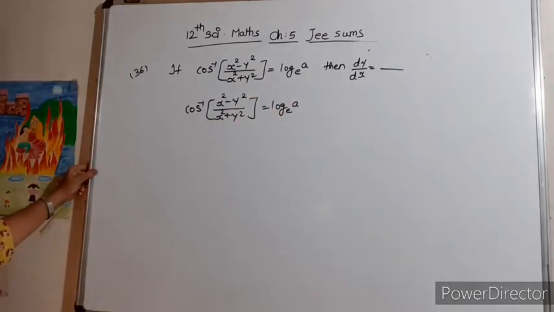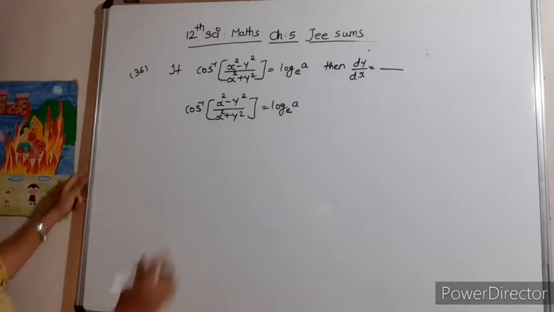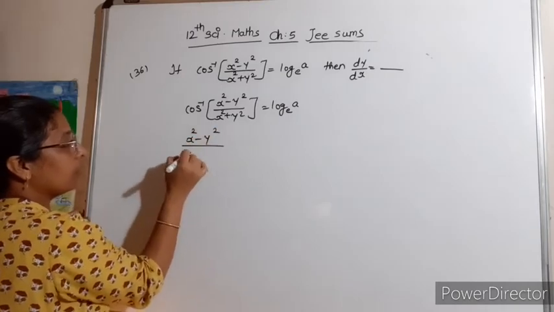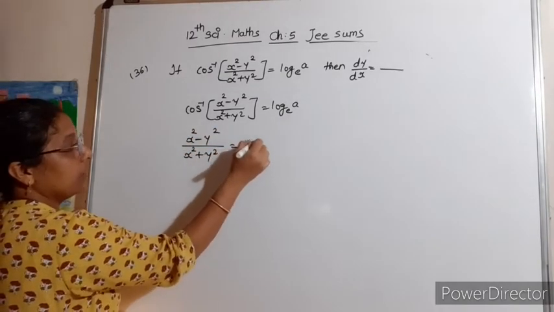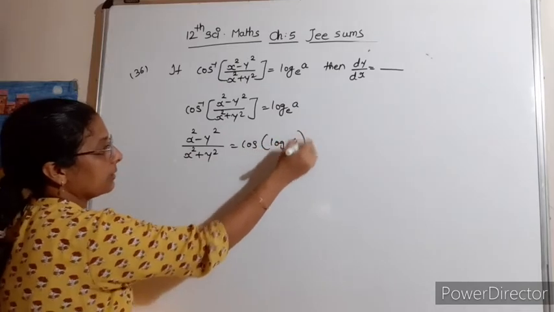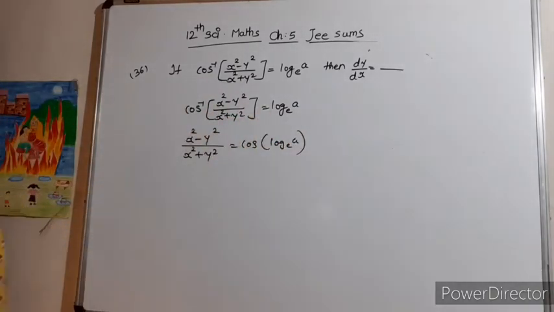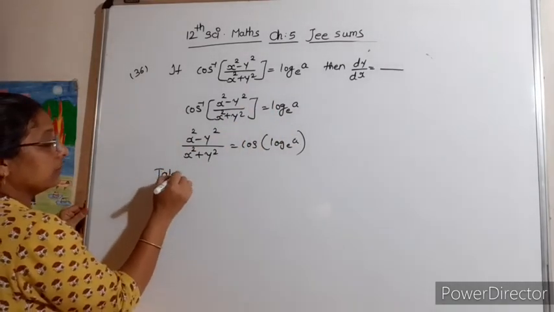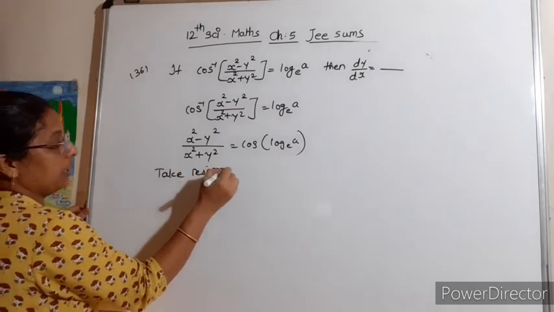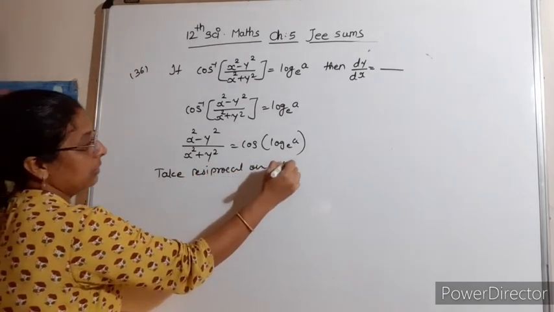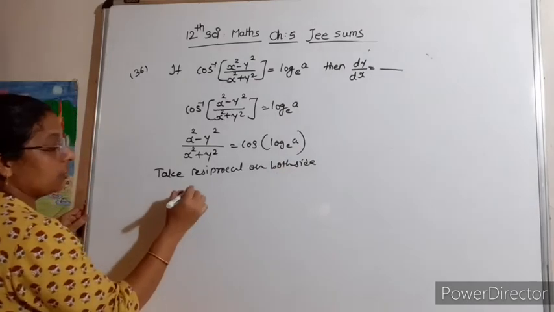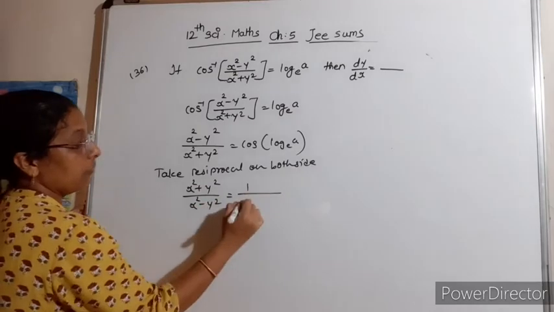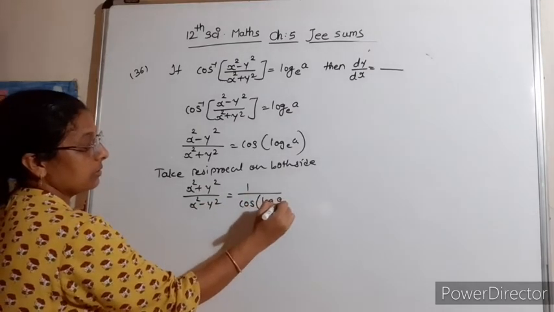यह दिया हुआ है, तो उसको थोड़ा पहले सिंप्लीफाई करते हैं कि cos inverse इस तरफ जाएगा, so x square minus y square upon x square plus y square, cos of log a base हो जाएगा. Yes or no? cos inverse इस तरफ गया तो क्या हो गया, cos. अभी हम दोनों तरफ रेसिप्रोकल लेते हैं. Take reciprocal on both the side. So x square plus y square upon x square minus y square is 1 upon cos log a base.